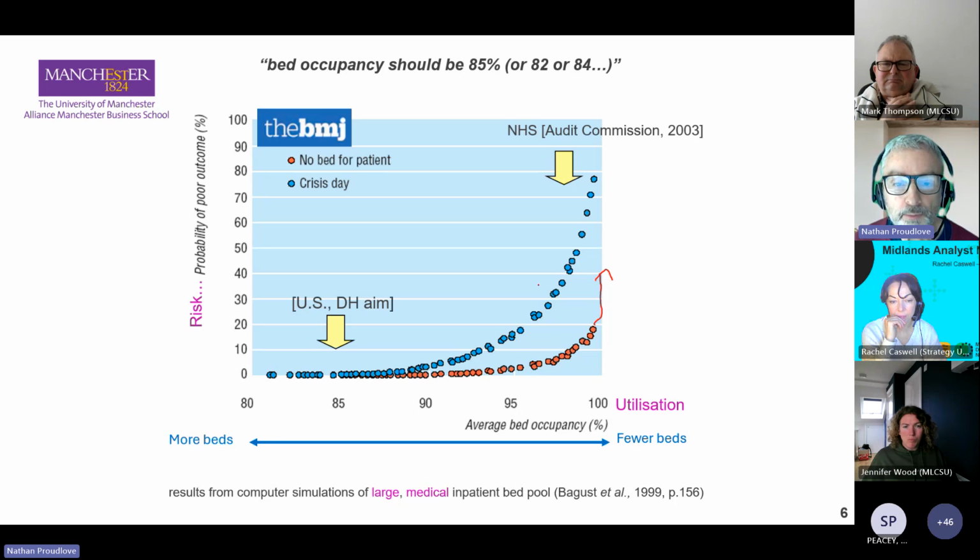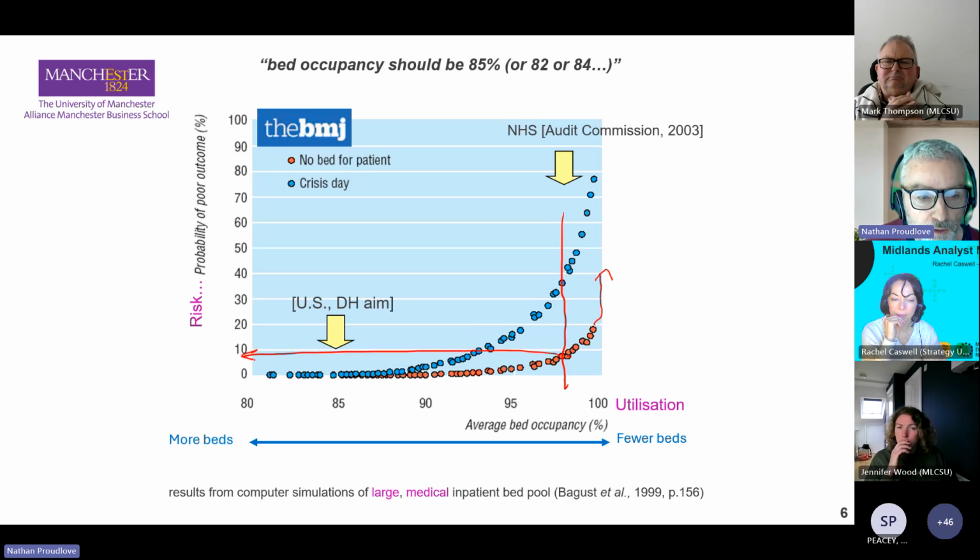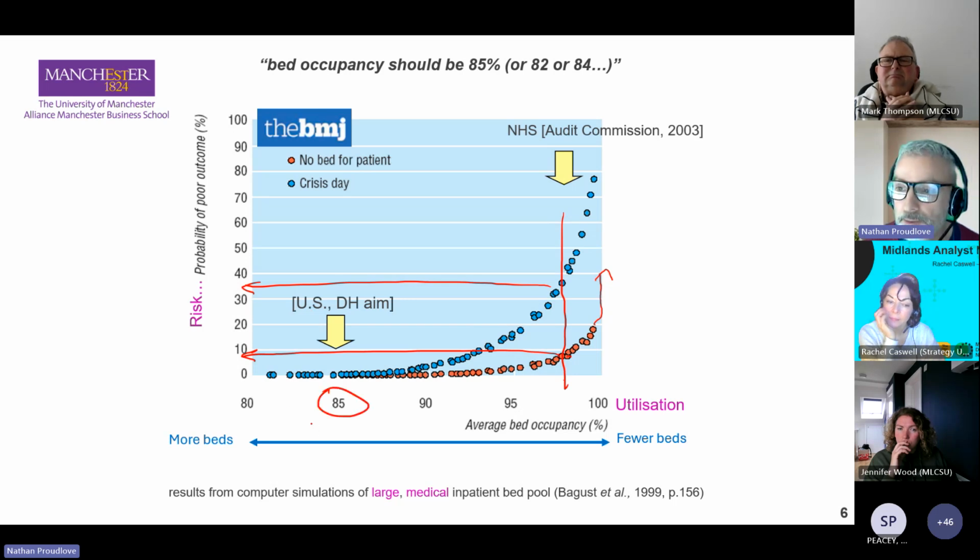So he built this model and got these results, and then went to data on NHS occupancy, and it was about 97%. So saying, well, yes, of course, if you're running at 97% occupancy, then the risk of having no beds, the risk of a bed crisis is pretty high, unsurprisingly. And then went to get some US data and saw, oh, they're working at about 85%. So it's not surprising that their systems are much better from that point of view.